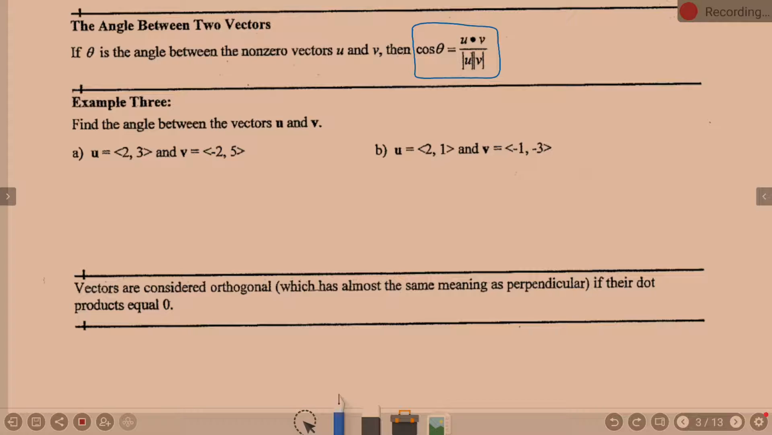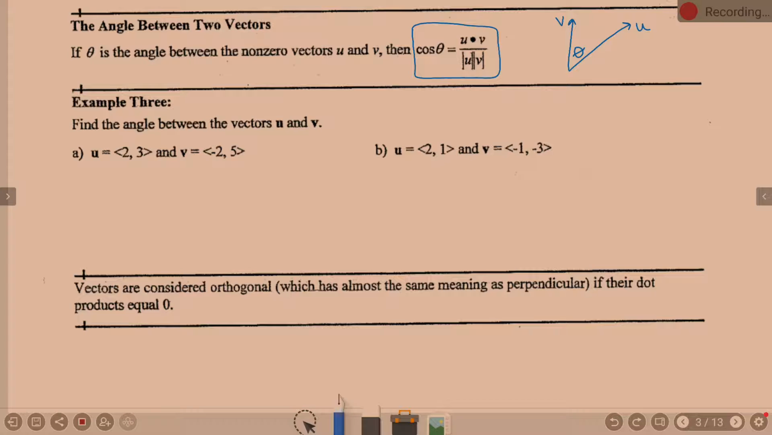Now, picture-wise, theta is the angle between the non-zero vectors u and v. All that's saying is if I have vector u and I have vector v, then theta is the angle between them. Okay? That's all we're talking about. That's our relationship between u, v, and theta. Okay?